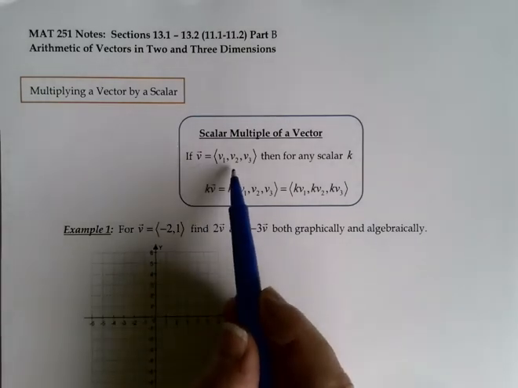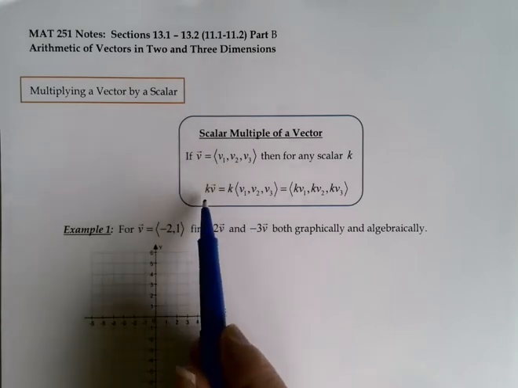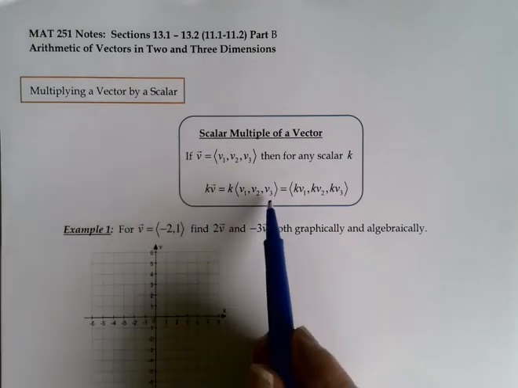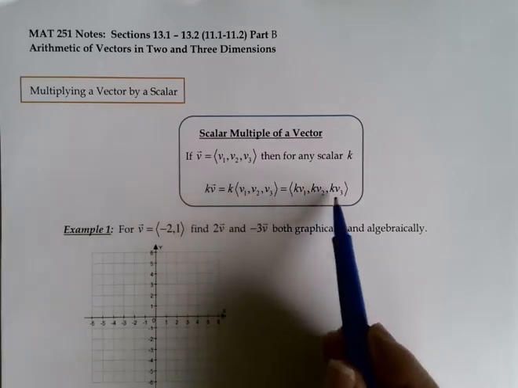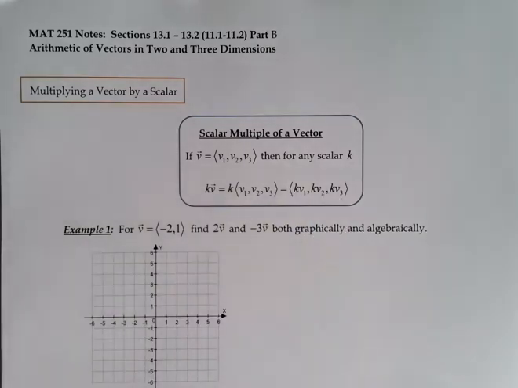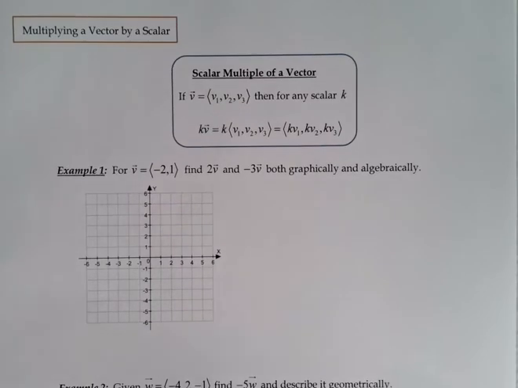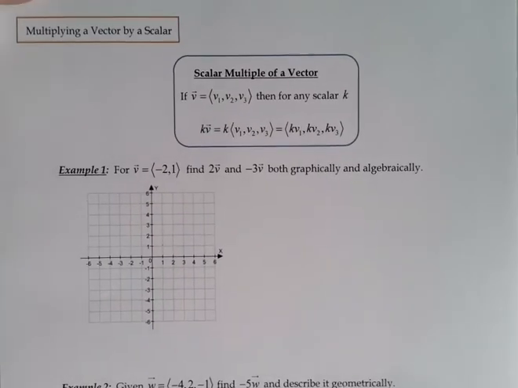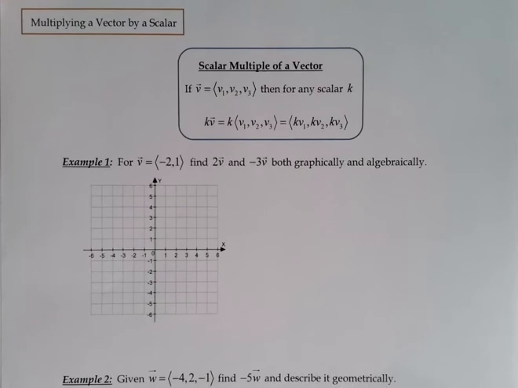Well, fortunately, it's pretty much exactly what you think it would be. If I've got a vector with components v1, v2, and v3, and I'd like to multiply it by a scalar, then all I need to do is multiply each component by that scalar. Let's actually do an example and take a look at graphically how the vectors and their scalar multiples are related to one another.